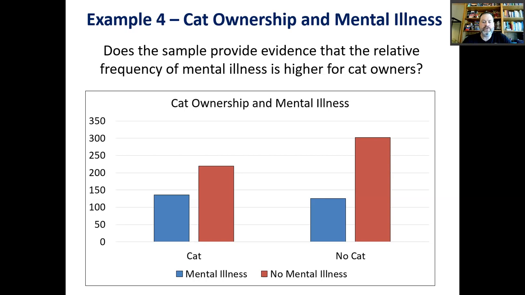So you can see here that this is a side-by-side bar chart, and we're looking at the relative frequency. So we're looking at mental illness relative to the total, right? So we're looking at how big is the blue bar compared to both of the cluster bars added together. So it certainly looks like mental illness is higher in the cat ownership group. It certainly looks like that. But that is not proof. That is simply one of the many things we take into consideration when we look at these studies.